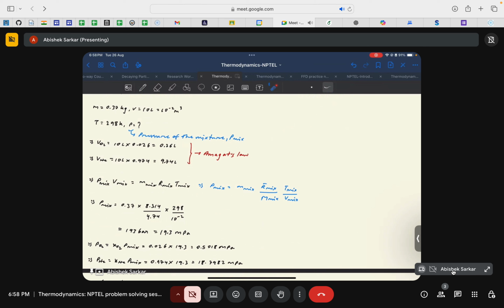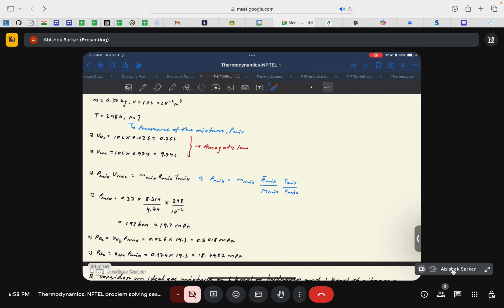From that you get that the pressure of the total mixture is 193 bar or 19.3 megapascal. If you just do this calculation, you will get this 19.3 megapascal.